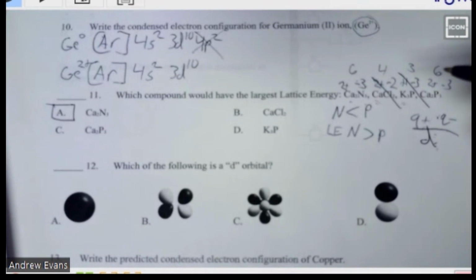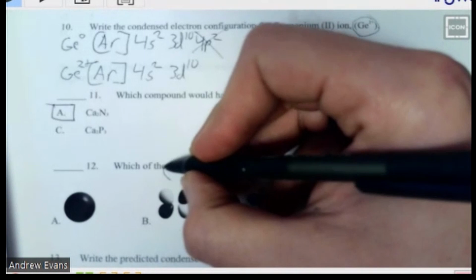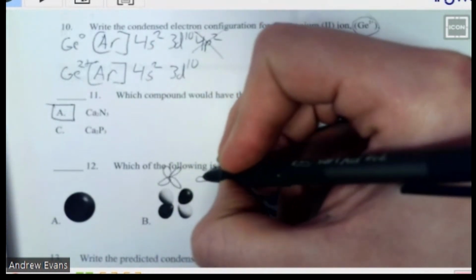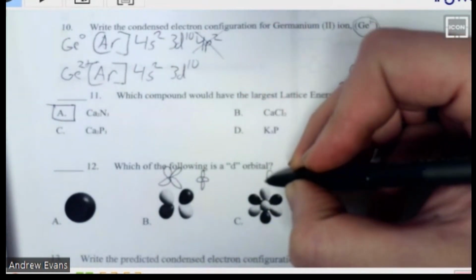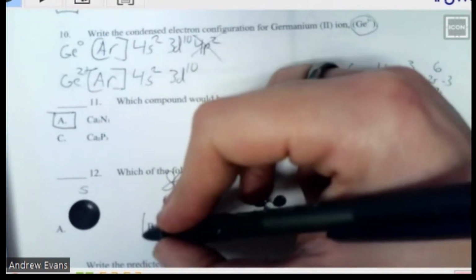That's okay. On d orbital: a D orbital looks like a clover leaf or a wheel and spoke. The flower is the F. The sphere is the S. So the D is B.